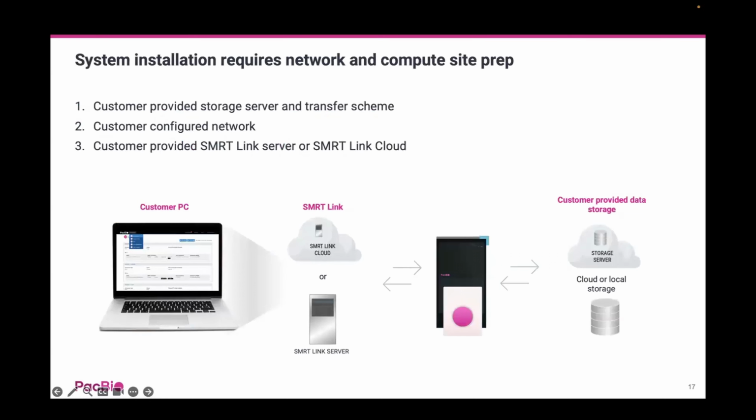After you've purchased a PacBio Revio or Vega instrument, you will need to conduct a network and compute site prep. This is where you'll configure how you interact with your instrument. You'll need a cloud or local storage system, an instrument such as a Vega or a Revio that can transfer data to the storage system, and then a SmartLink Cloud instance or a local server running SmartLink on-prem or SmartLink Lite. All instances of SmartLink can be accessed via a web browser.